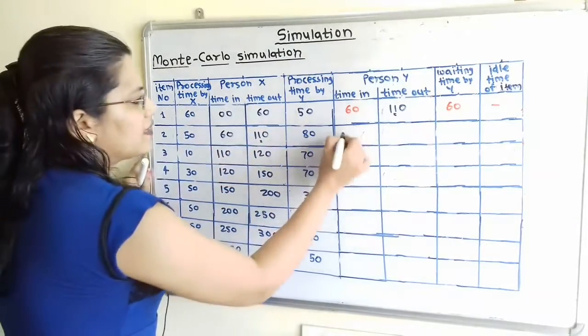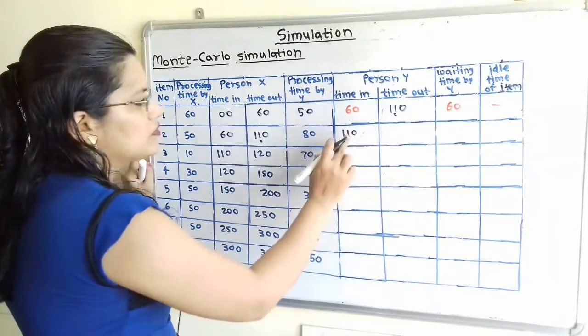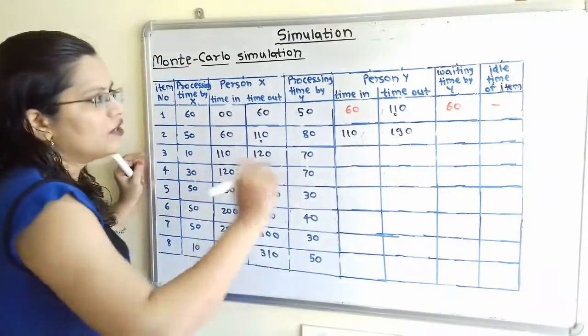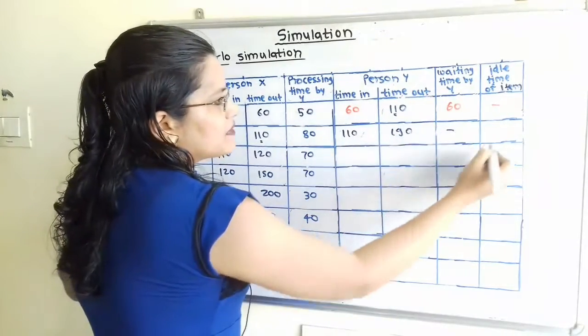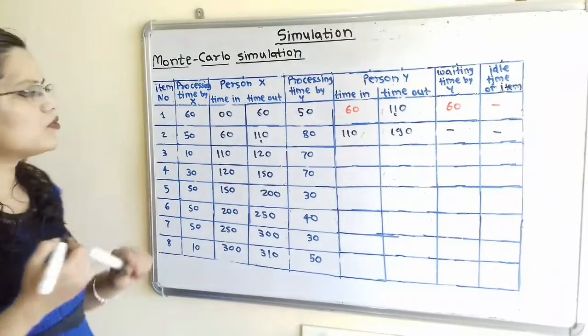So we can write here time in is 110 seconds and time out is 110 plus 80, that is 190 seconds. So there is no waiting time by person Y and no idle time of the item. Now we will move to the third.